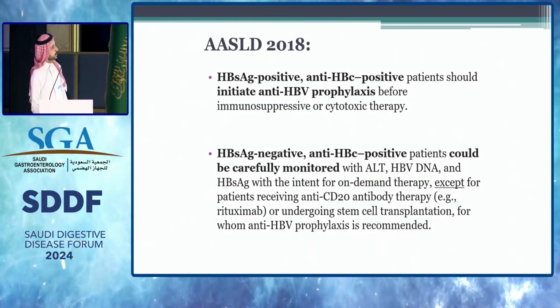One year later, the AASLD made a similar guideline, which basically says that surface antigen positive patients should receive prophylaxis, and if you're surface negative but core positive, you should be carefully monitored with ALT, HBV DNA, and surface antigen, with the intent of on-demand therapy. They made an exception for patients at high risk, that's CD20 and stem cell transplantation.